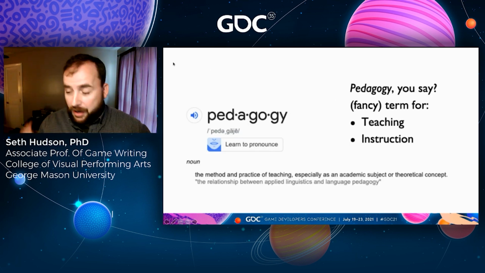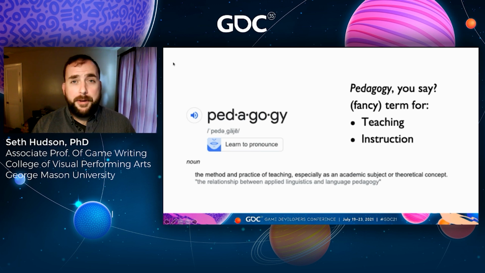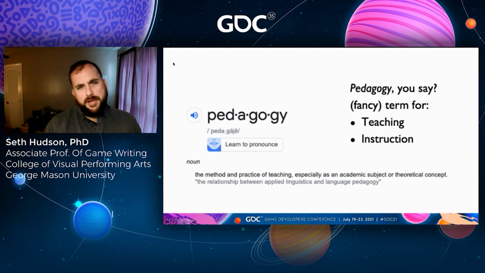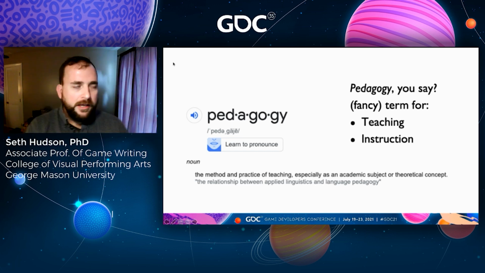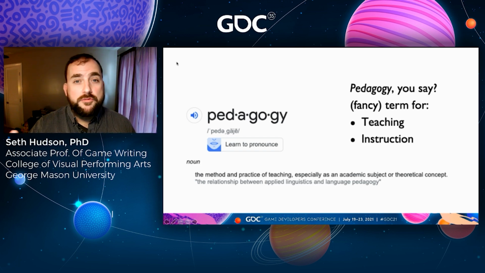But first of all, pedagogy. Some people say pedagogy. Before every conference, every 6 to 12 months, I freak out and make sure I'm pronouncing this word correctly. There's no right way. Ironically, it's really just a fancy way to say teaching or instruction. And so please don't be scared off by that word, because we teach and instruct in lots of different ways, both in the classroom and elsewhere.